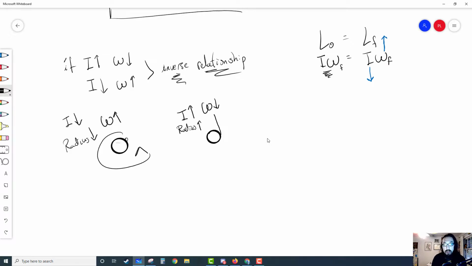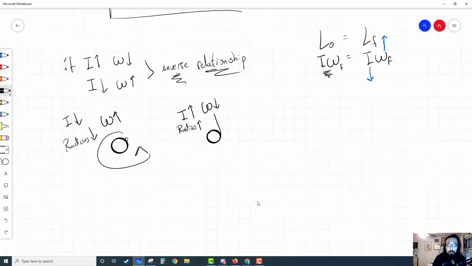So if your inertia goes up, it's because your radius went up. And if these two go up, that means your rotational velocity has to decrease. That is simply because of that inverse relationship. And we want that because you want to stop spinning, right?